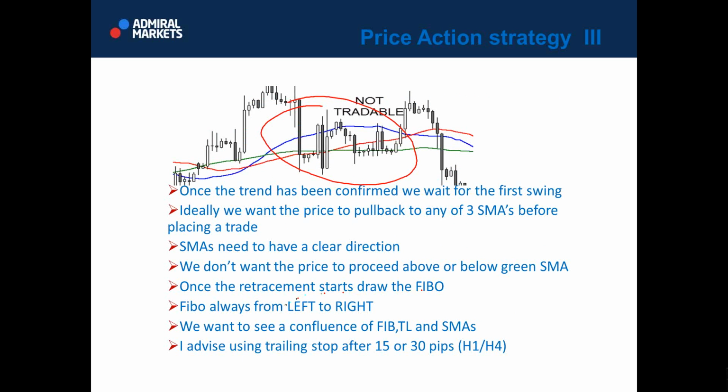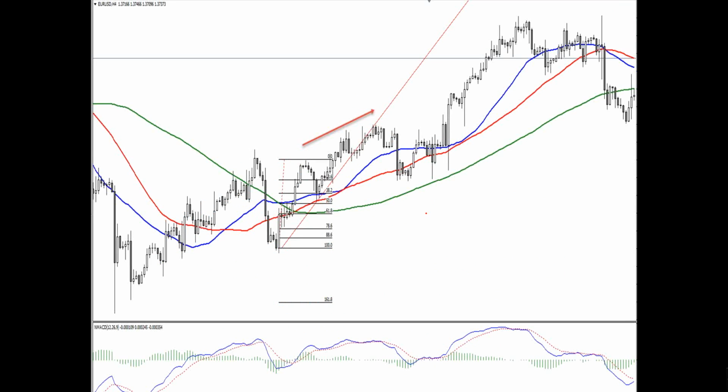Once the retracement starts, draw the Fibo. Fibo always from left to right. We want to see a confluence of Fib, trend line, and SMAs. I advise using a trend stop after 15 pips if you use it on 1 hour time frame, or 30 pips if you use it on 4 hour time frame.